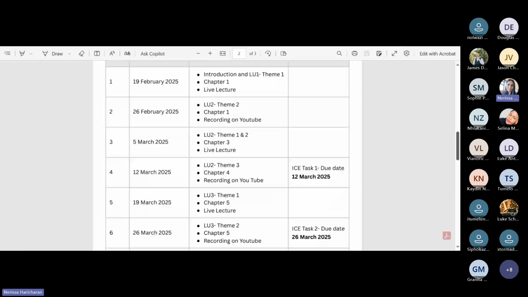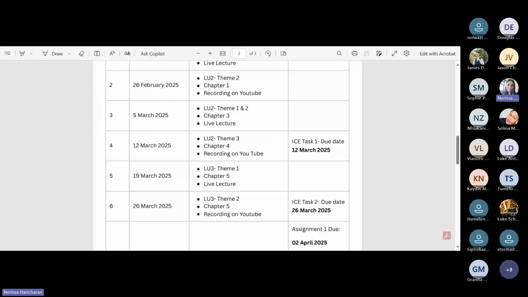You will notice here that your ICE Task 1 is due on the 12th of March. I have loaded that already on ARC. I created a timeline for 7 p.m. when it would be visible for you to start working on it, because ICE Task 1 covers more of the content on Learning Unit 2, Theme 1 and 2. So I want to conclude that first before you get cracking on ICE Task 1.